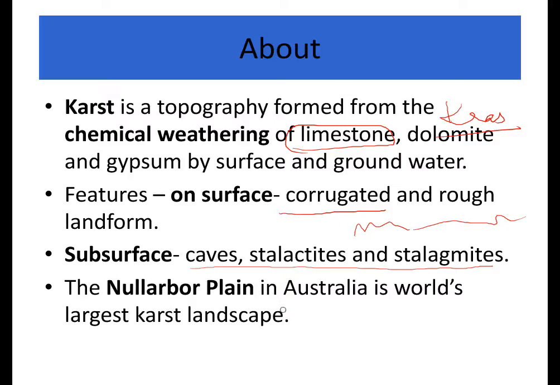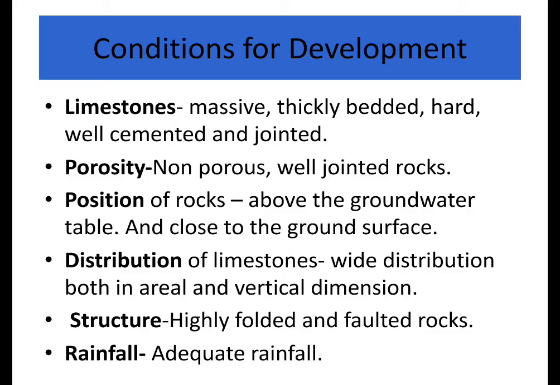For example, the Nullarbor Plain in Australia is the world's largest karst landscape, and in the regions of Yugoslavia, Slovenia, and Iceland, in these limestone regions we can see many karst topographic landforms. But throughout the world, karst topography is distributed everywhere, in all the continents.